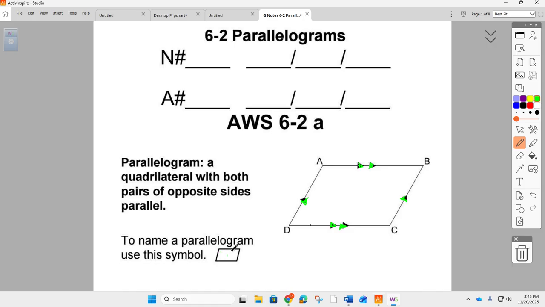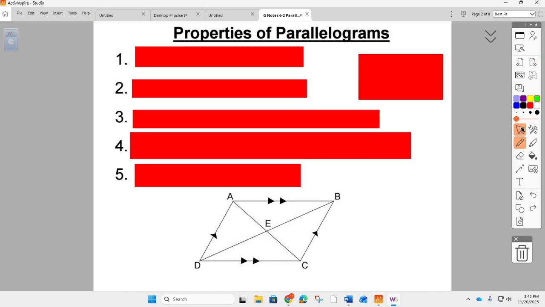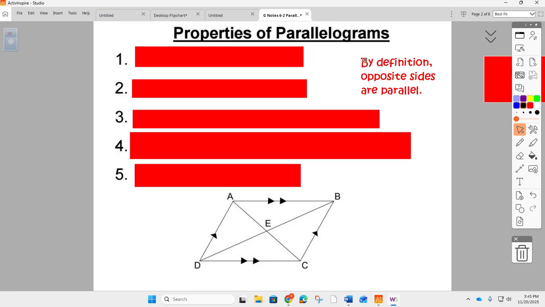If you want to name a parallelogram without using the word parallelogram, you could use this symbol: parallelogram ABCD. That's how you'd read this, and we could write the parallelogram that way. There are five properties in addition to the definition of parallelograms. We know that both pairs of opposite sides are parallel, as we marked there.